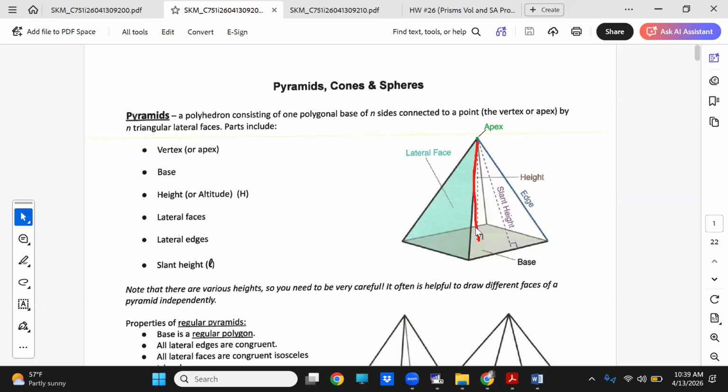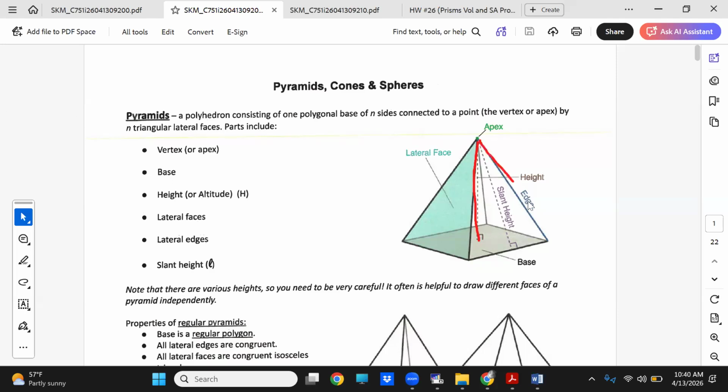Thanks. Sorry, there's water on it. Then the base is the bottom face. Only one base, mind you, because the opposite of it is just a point. The lateral faces are the slanted triangles on the sides. So all these different triangles are your lateral faces. The lateral edges are the edges of the triangles, the sides of the triangles.